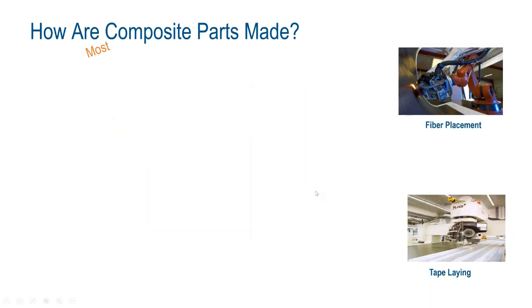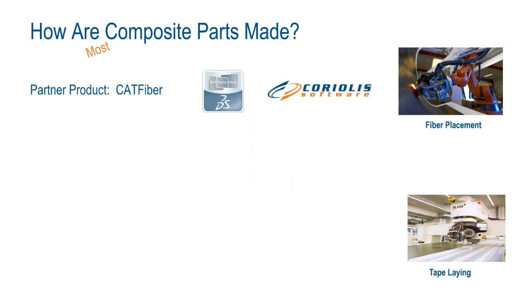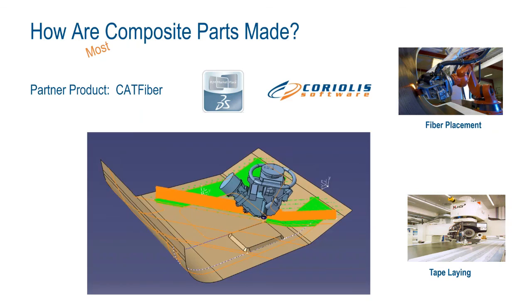And lastly, the tape laying and fiber placement. These are complementary methods using computer-guided robotics to place composite material onto a complex tool. Again, another partner product, CatFiber, and this is from Coriolis Software. And again, integrated into CATIA as a means to design, simulate, and ultimately generate tool paths that are specific to these types of parts.